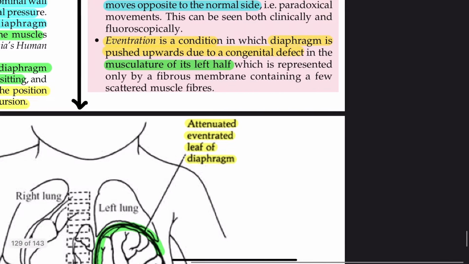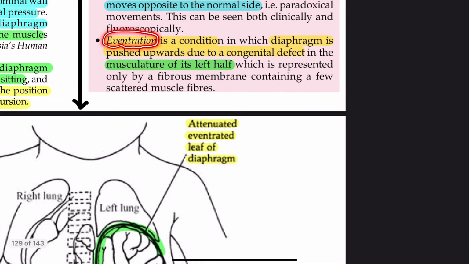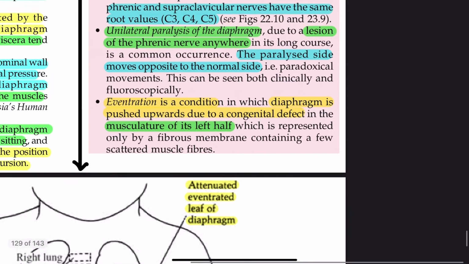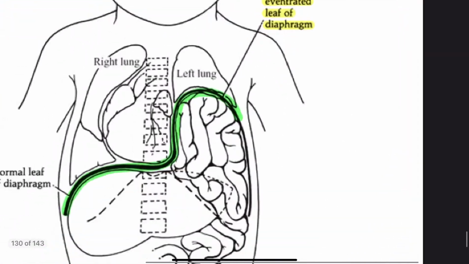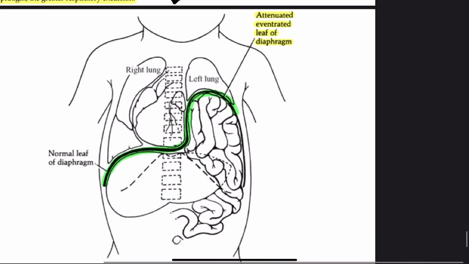Then we have the eventration of the diaphragm, a condition in which it is pushed upwards due to a congenital defect in the musculature of the left half. Let's have a look at this diagram showing eventration of the diaphragm. You can see the left dome is pushed upwards, so there is very little space for the left lung.